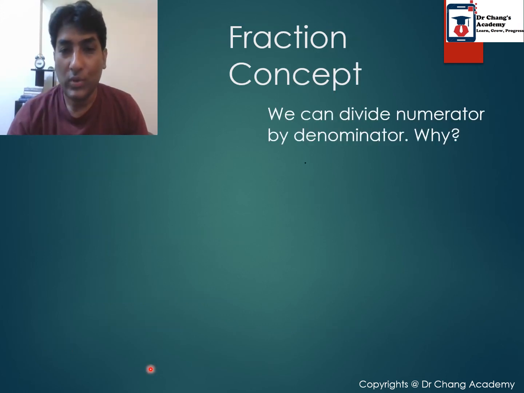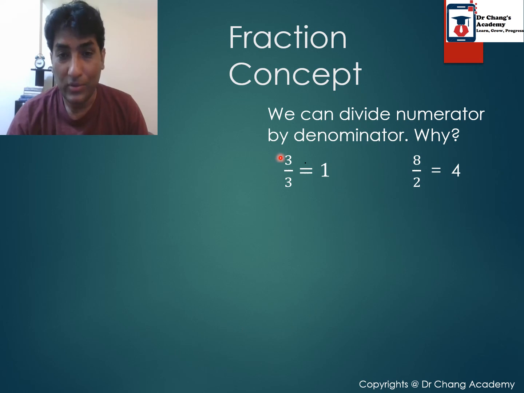Okay, so we can divide numerator by denominator, and let's discuss why. 3/3, we divide numerator 3 by 3 and we get 1. So we know 3/3 are equal to 1. Okay, let's look at this: 8/2, we divide 8 by 2 and we get 4. So we know that 8/2 are equal to 4.